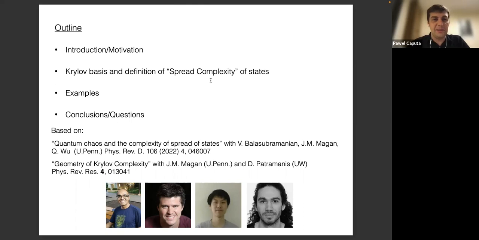So the outline of my talk is as follows. I'll give a brief introduction and motivation, mostly based on holography. And then I'll discuss more technical parts that are not so holography related, but I think broadly interesting for both holography and quantum information or quantum computation community. So this will be the middle part, and I'll talk about the Krylov basis and the definition of the spread complexity of states. And then I will give examples and I will conclude and pose some open questions at the end. And this will be based on two papers that we wrote this year with Vijay Balasubramanian, Javier Magan, and Qingye Wu, all of them from the University of Pennsylvania, and also earlier this year with Javier and my student Dimitrios from Warsaw.